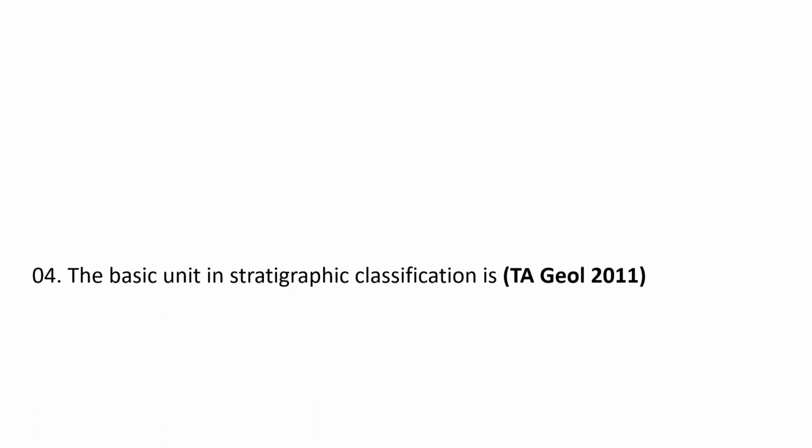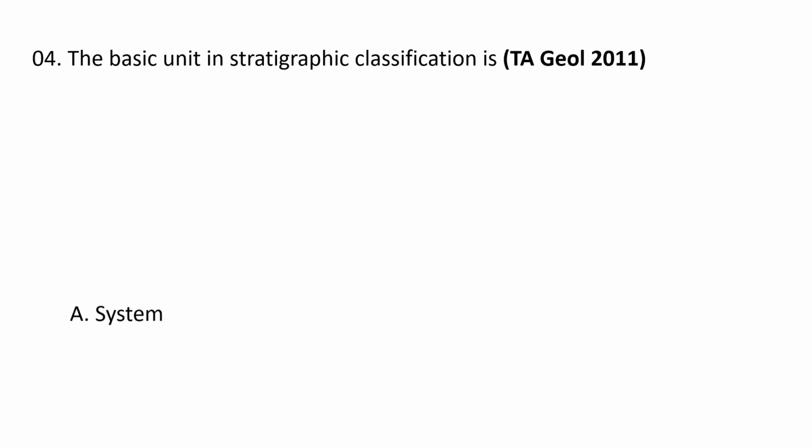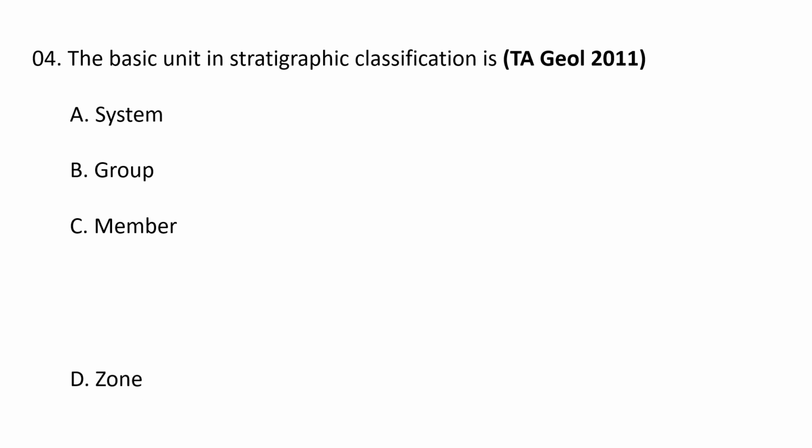Next question. The basic unit in stratigraphic classification is A. System, B. Group, C. Member, D. Zone. The basic unit in the stratigraphic classification is B. Group.